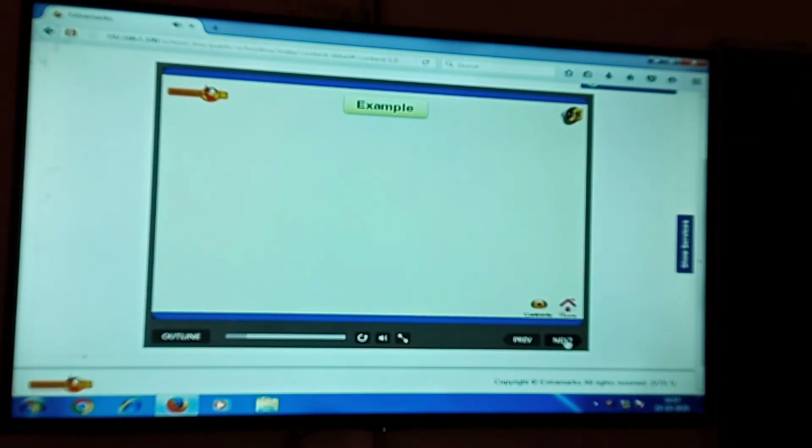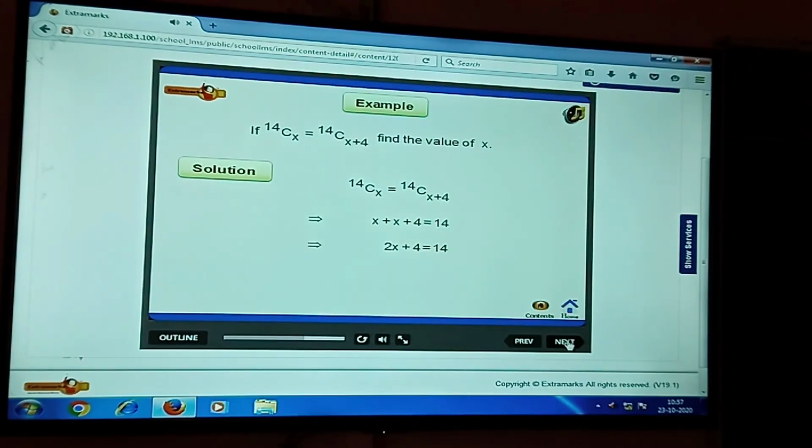Let's work out an example. Solve the given equation for the value of x. Solution. On simplifying the given equation, we get the value of x, which is equal to 5.